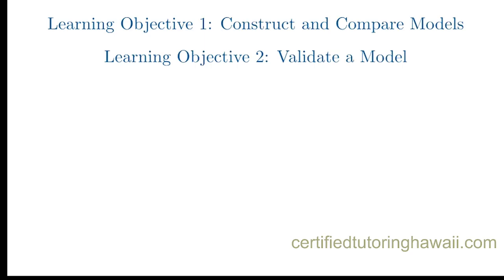By the end of this lesson, you will be able to take a data set and confidently choose and then justify your choice of the best function to describe it. Let's begin with our first objective, constructing and comparing models. When we look at a set of data, how can we determine the best type of function to represent it? We can analyze the rates of change in the data.